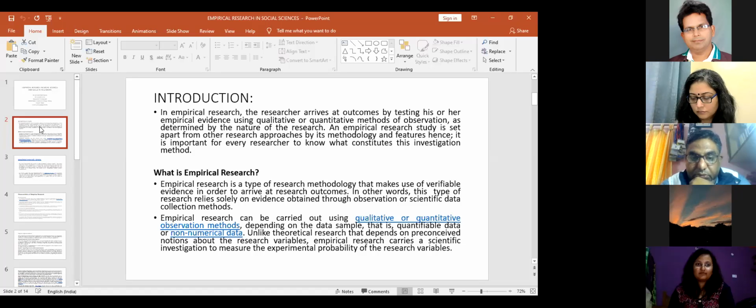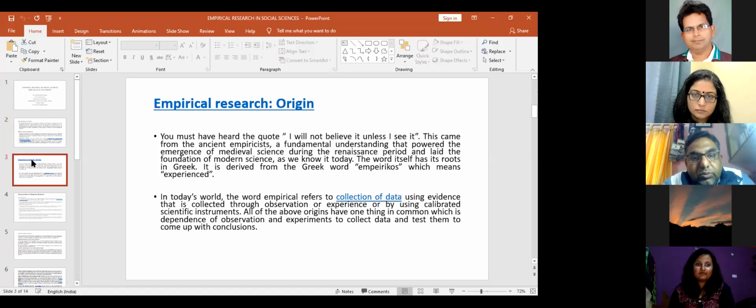And unlike theoretical research that depends on preconceived notions, for example, say political science or literature. You want to do a study on the literature of some eminent personality, say Tagore and Mahadevi Verma or any other eminent personality. So you already have documented facts about that, and on that basis you do it. Whereas when we do empirical research, the focus will be more on the kind of data that we collect ourselves from the field and analyze for our further research work.